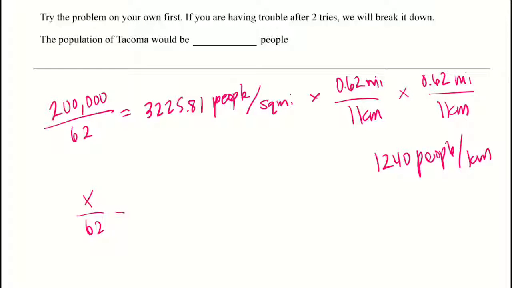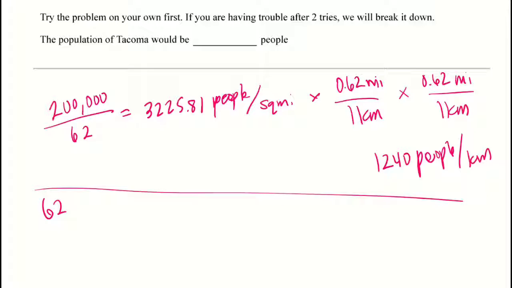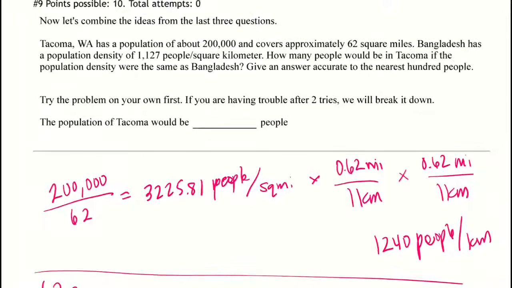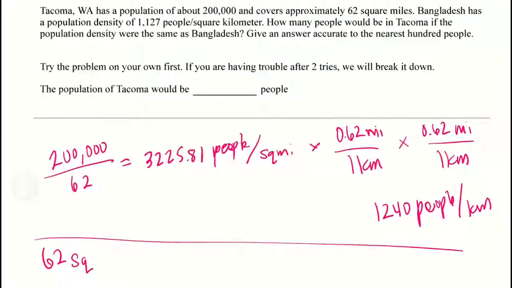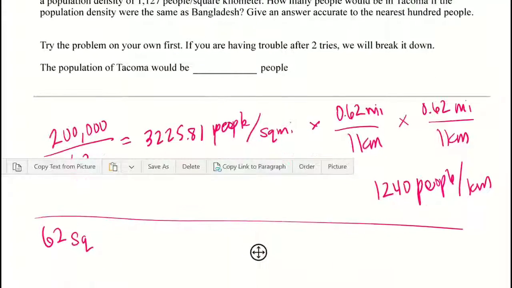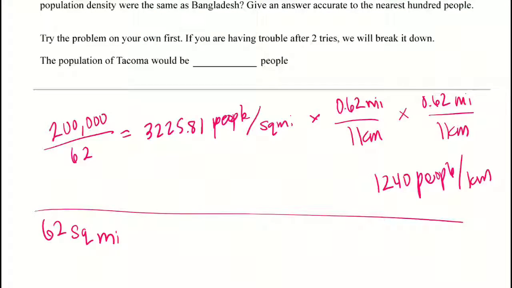Okay, so that was how to transfer it from square miles to kilometers, but that's not what we were actually asked to do. I got sidetracked. So we were actually asked to figure out if there's 62 square miles, what would that look like converting that to square kilometers and then giving it a new population density. So to convert that square miles to square kilometers, we would have to divide by 0.62 twice.